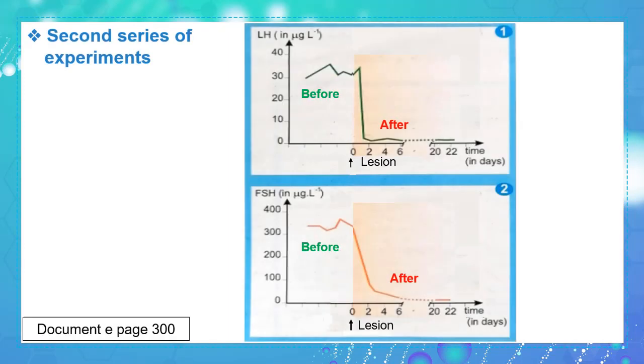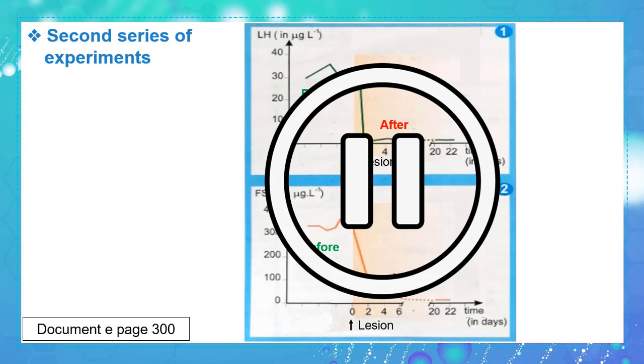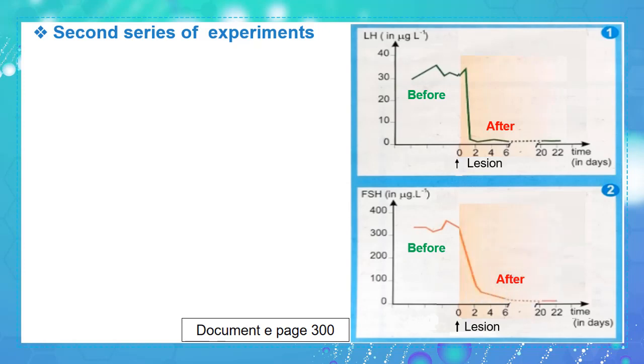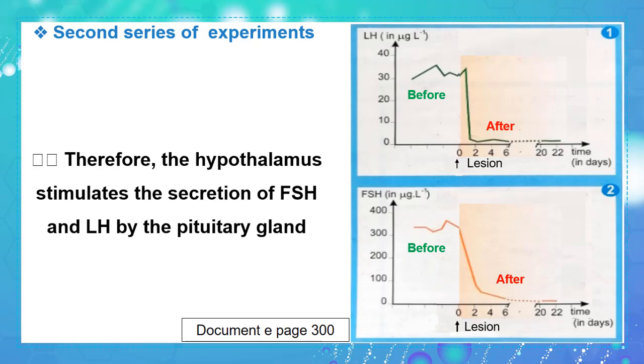Another series of experiments confirm the conclusion you made from the first series of experiments. Kindly pause the video to interpret the experiment whose results are shown in document E of your books. In a female monkey, the amount of LH fluctuates around 35 microgram per liter, but suddenly, after a lesion of its hypothalamus, the level of LH sharply decreases in 2 days to become approximately null. The same happens for the level of FSH. In this female monkey, it sharply decreases from around 350 microgram per liter before the lesion to reach approximately null after 6 days of the lesion. This confirms the fact that hypothalamus is responsible for stimulating pituitary secretions.